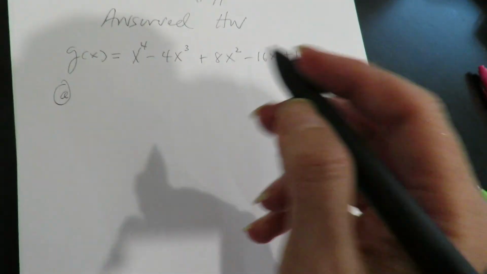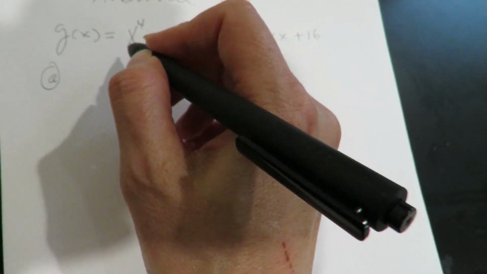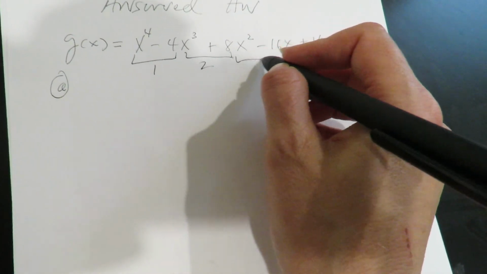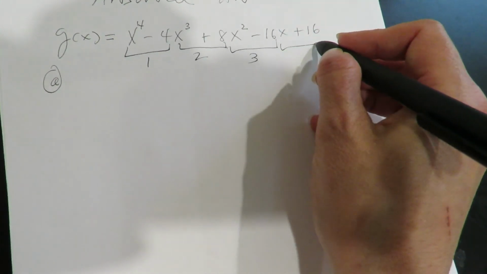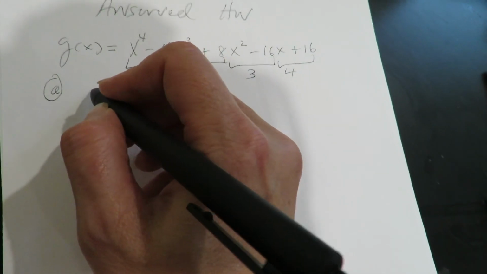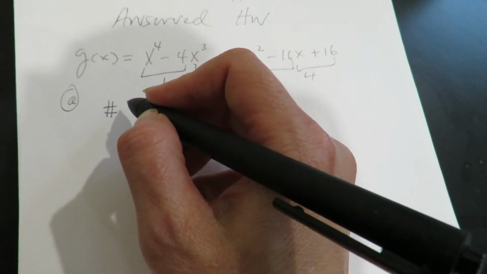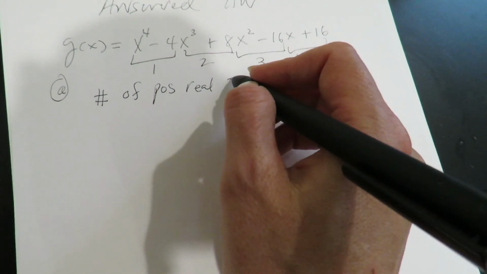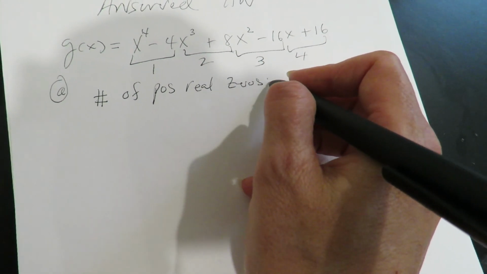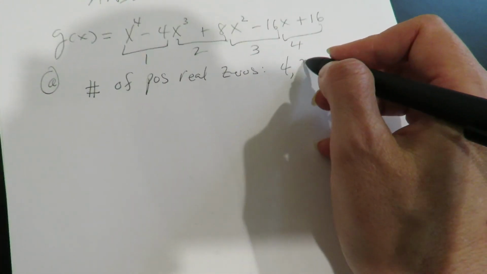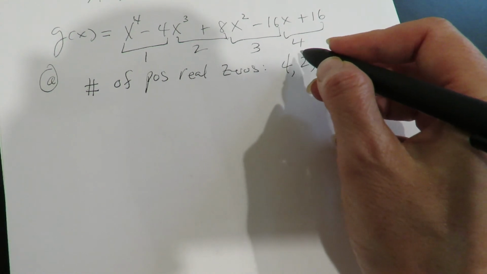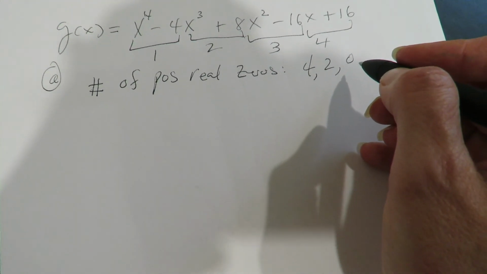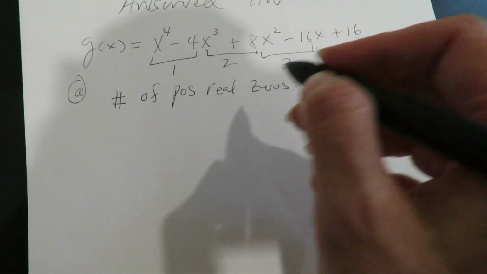Okay, so one sign change, two sign changes, three sign changes, four sign changes. So the number of positive real zeros is 4, 2, or 0, because remember, you have to keep subtracting 2 until you get to 1 or 0 for the complex conjugates.